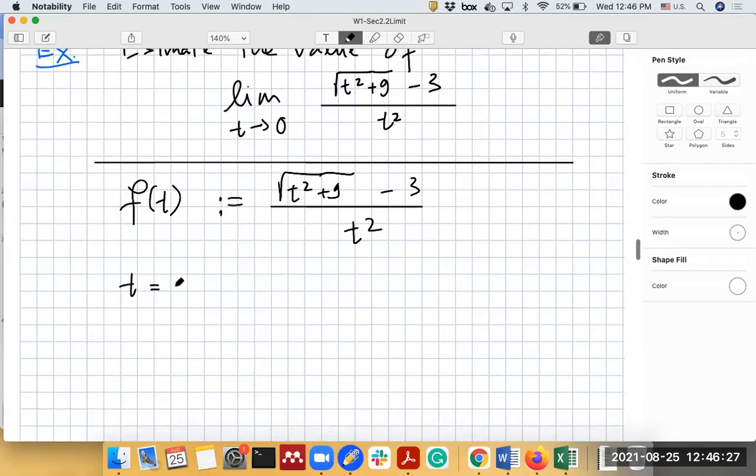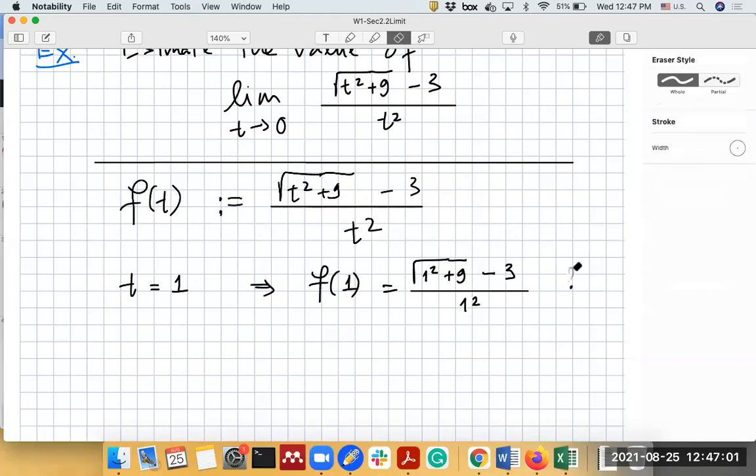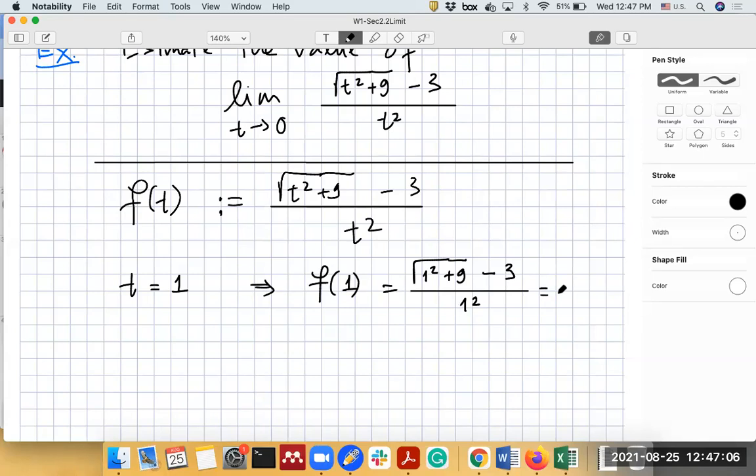Then, if t is equal to 1, what is f of 1? Try it. It will be 1 squared plus what? Very good. And so use your calculator and give me an answer.